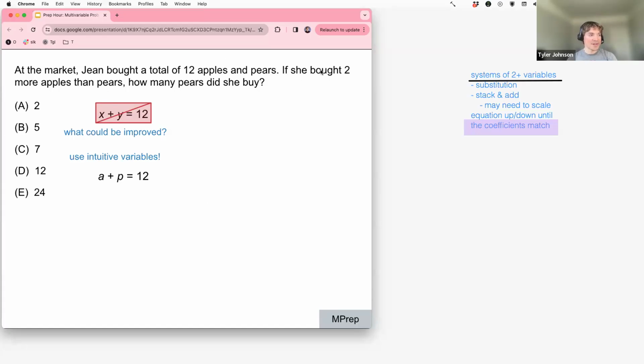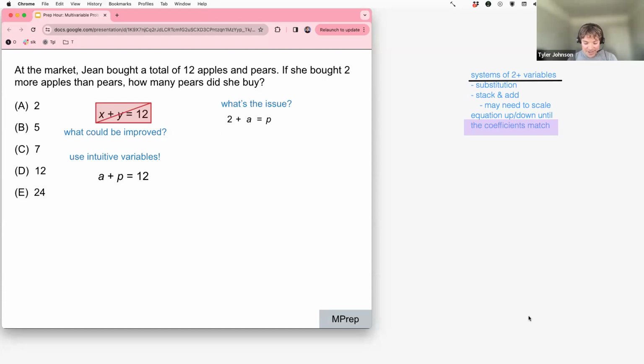And now I've got the second sentence where she bought 2 more apples than pears. And a common mistake I see here, someone's going to write 2 plus a equals p. Very easy to make that mistake. That is not a correct translation.